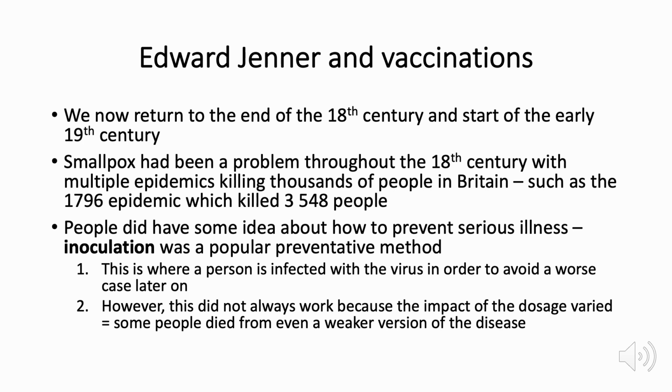This is different from vaccination, because vaccination, as developed by Pasteur and Jenner, is actually all about giving a weakened version. Okay, and more on that later. I'll explain that in a little bit more detail later. The key thing to remember with inoculation, though, is that it didn't always work, because the impact of the dosage varied. So a case of smallpox injected into person A might not have any effect, but when given to person B, who has a weaker immune system, they might die from it.